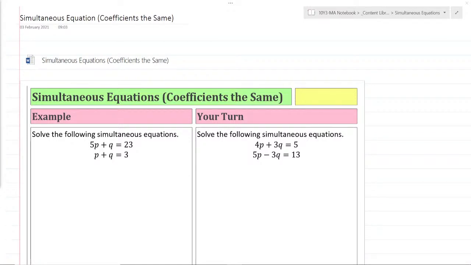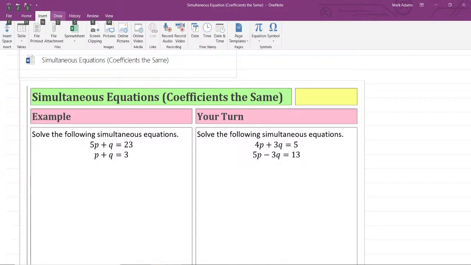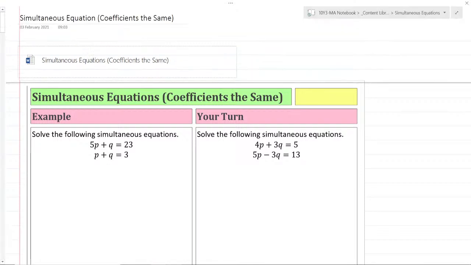Okay, so today we are looking at simultaneous equations and solving simultaneous equations. Now we already know what the word solve means. Solve means to find out your unknowns, but we don't know what a simultaneous equation is. So first of all, let's just get down the definition of what a simultaneous equation is.